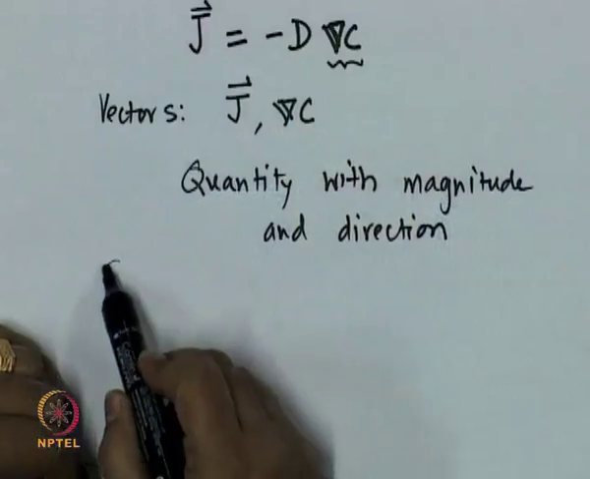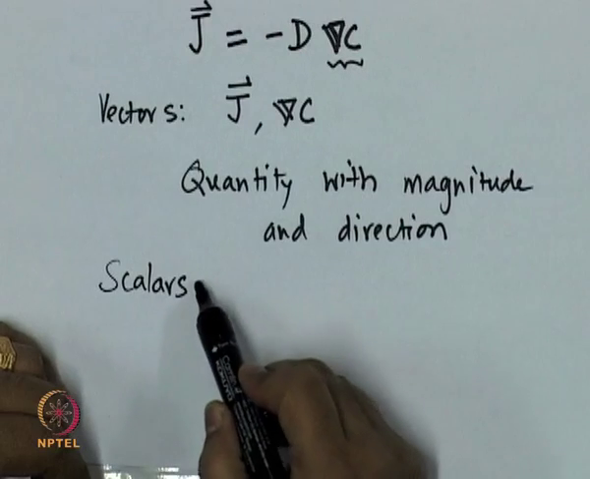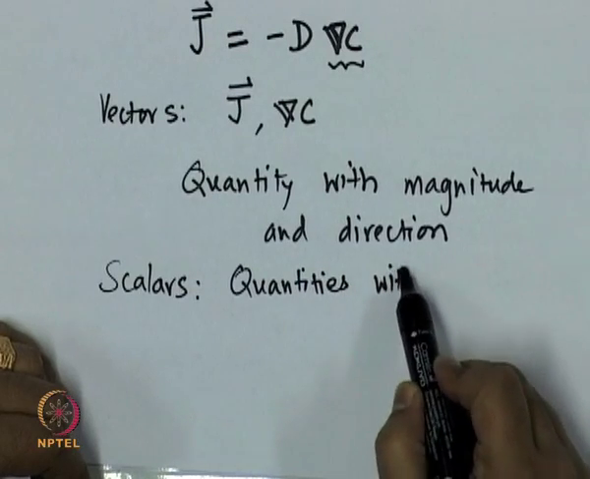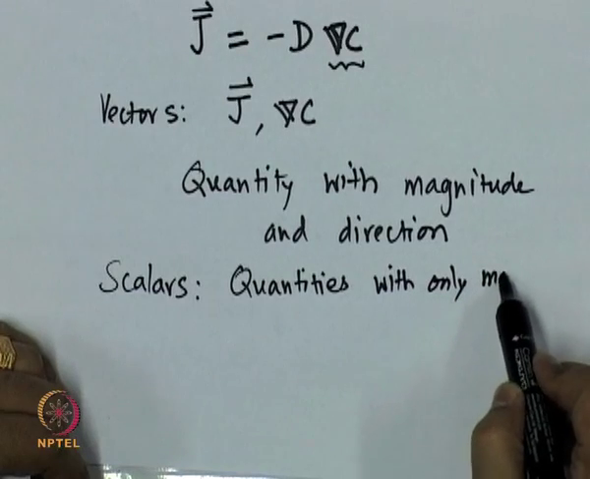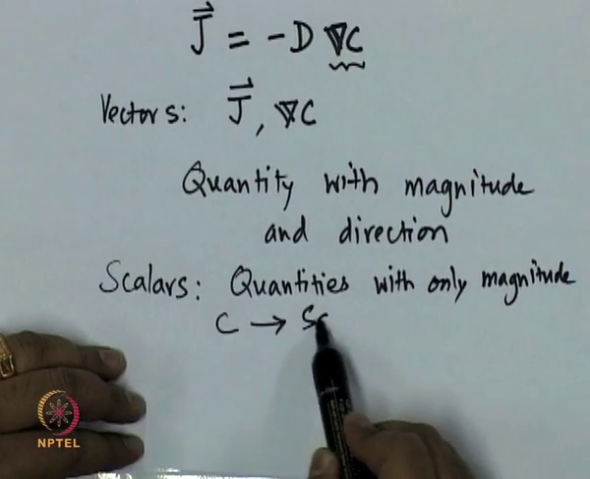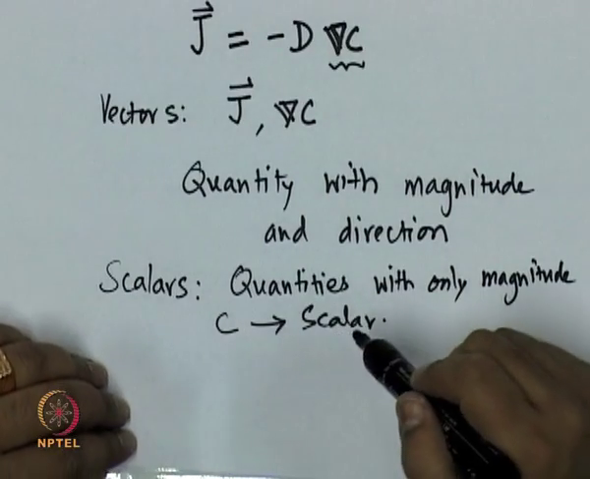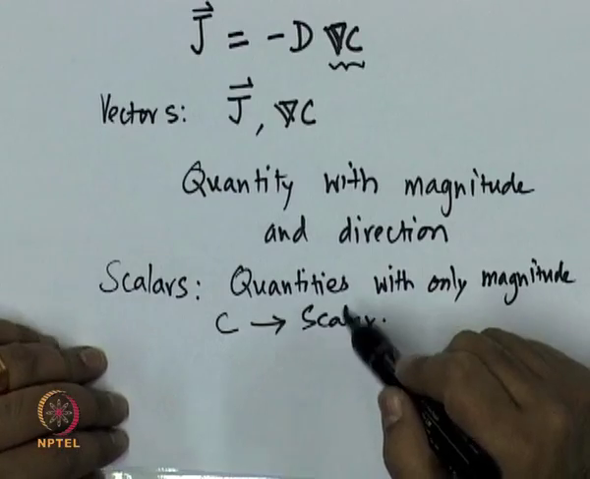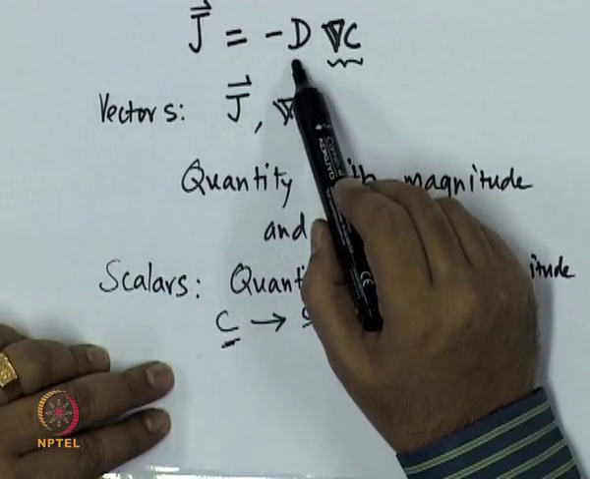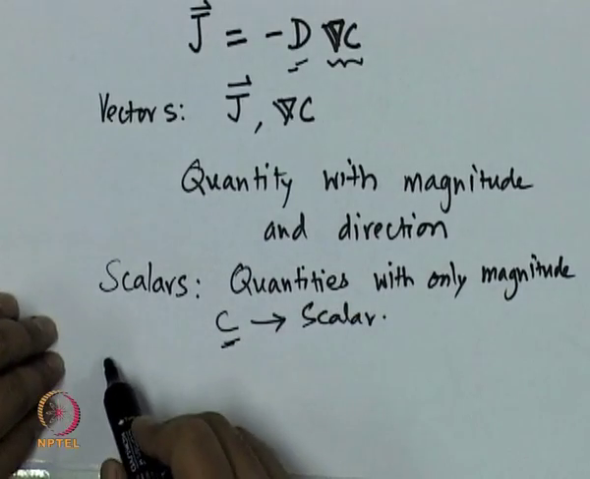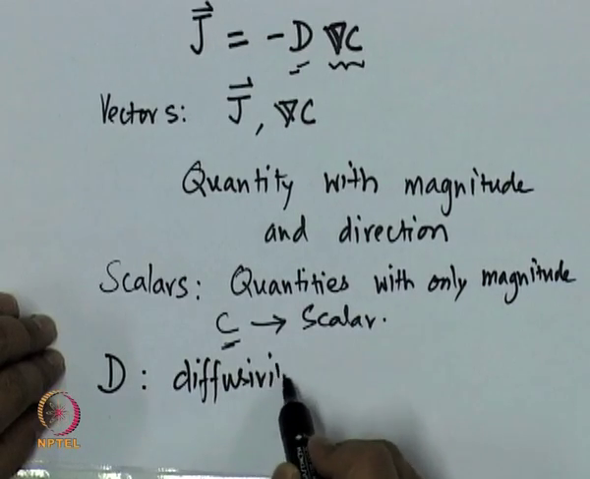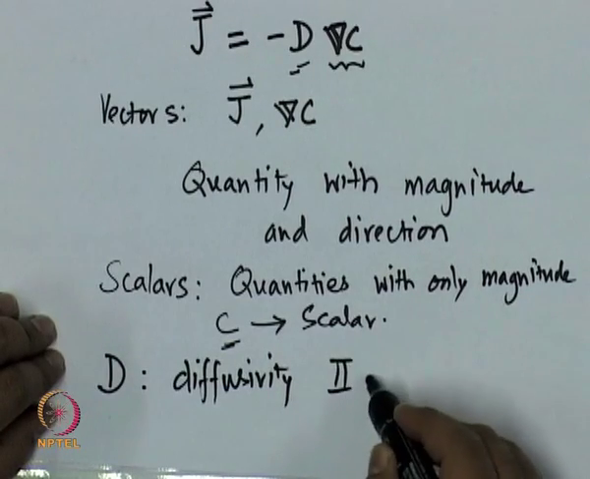We say that scalars are quantities with only magnitude. For example, the composition field is a scalar. Now, if we are very careful, then one has to distinguish the scalar composition, for example, from the diffusivity. Strictly speaking, D, which is the diffusivity, is a second rank tensor.